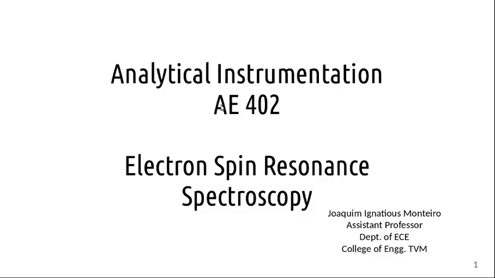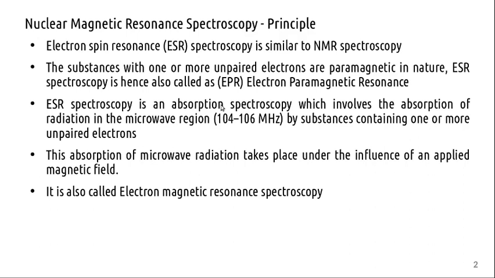Hello, today we'll discuss electron spin resonance spectroscopy. It's a technique which is similar to NMR spectroscopy, except that we observe the properties of the electron in the presence of the magnetic field rather than the nuclei, which we do in the case of NMR spectroscopy.